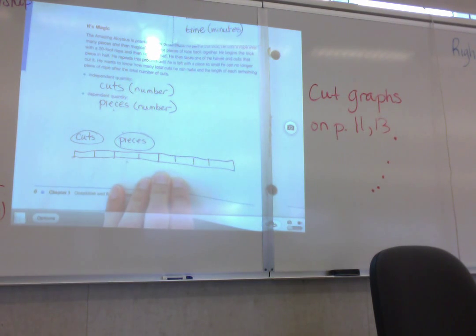Amazing Aloysius is practicing one of his tricks. As part of this trick, he cuts a rope into many pieces and then magically puts the pieces of rope back together. He begins the trick with a 20-foot rope and then cuts it in half. He then takes one of the halves and cuts it in half again. He repeats this process until he is left with a piece so small he can no longer cut it. He wants to know how many cuts he can make and the length of each remaining piece of rope.